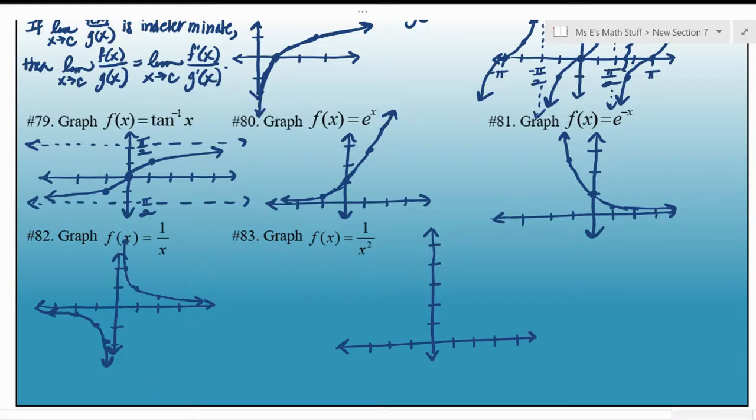Okay, last one, f of x equaling 1 over x squared. So let's put 1 in, you get 1 out, put 2 in, you get a fourth out, put 1/2 in, you would get 4 out. Let's put some negatives in: put negative 1 in, you'd get 1 out, put negative 2 in, you'd get positive 1/4 out, and put negative 1/2 in, and you'd get 4 out again. There we go. Something along those lines.